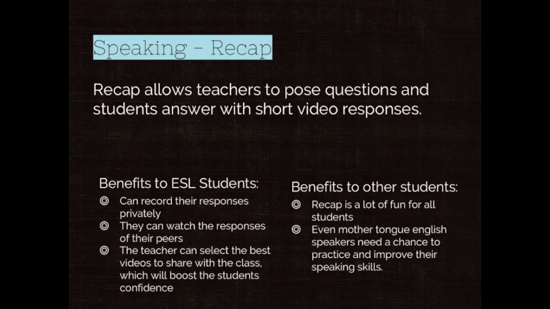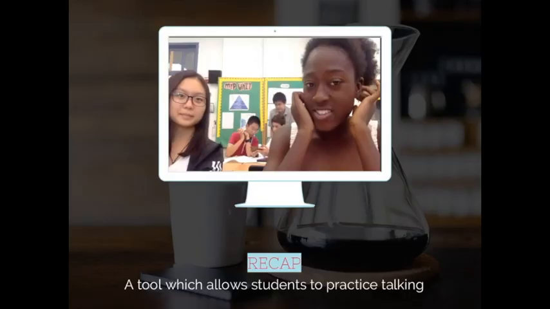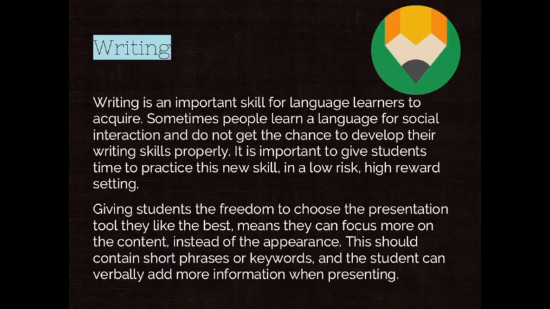Recap is a lot of fun, and it's also important for all students, not just ESL students, to practice their speaking skills. So here's a screenshot from Recap. Normally students answer them privately, however we did an experiment where we had kids working in a group and it worked really nicely. So writing is also an important skill for language learners to acquire.